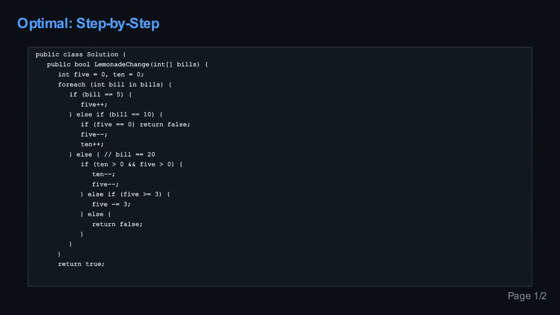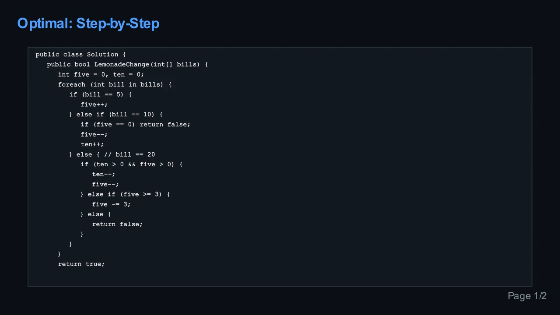Let's trace this optimal greedy algorithm with our example. Bills are 5, 5, 5, 10, 20. We start with our counters, 5s is 0, 10s is 0. First customer pays with a $5 bill. So, we increment 5s. Now, 5s is 1, 10s is 0. Second customer pays with a $5 bill. We increment 5s. Now, 5s is 2, 10s is 0.